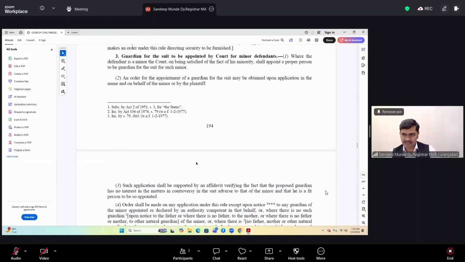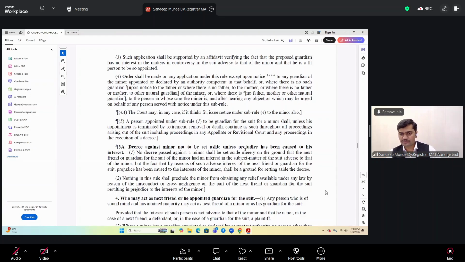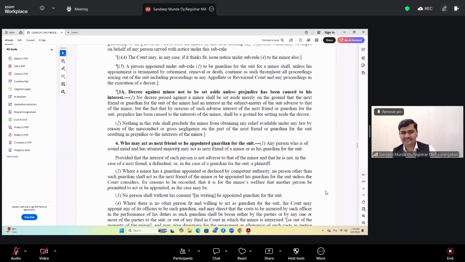The party who is a minor may be the plaintiff or the defendant. If the plaintiff is a minor, he sues by a guardian or next friend. If there is a minor defendant, the court may appoint the guardian. If there is no guardian, a decree against the minor is not to be set aside unless prejudice has been caused to his interest. Who may act as a next friend or be appointed as the guardian?